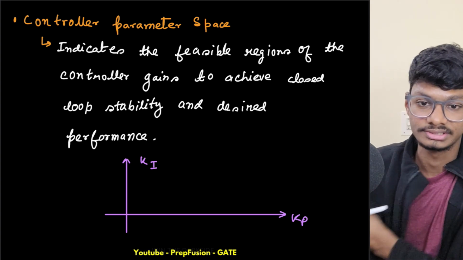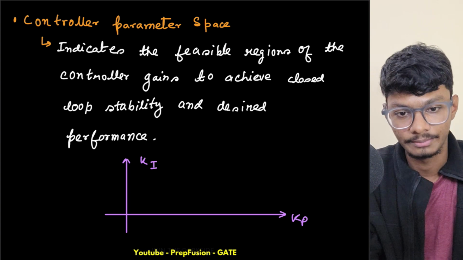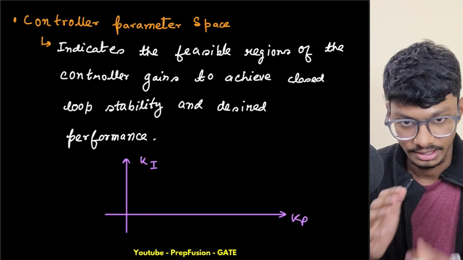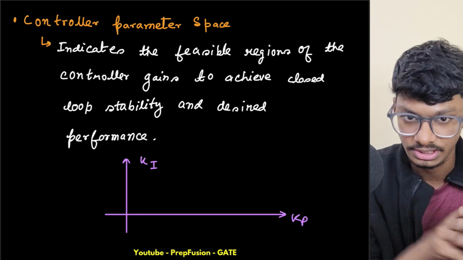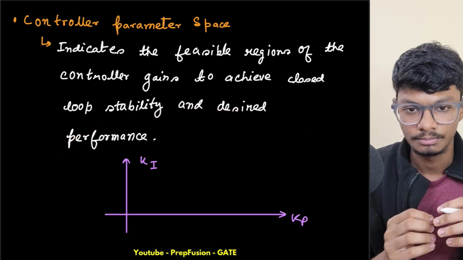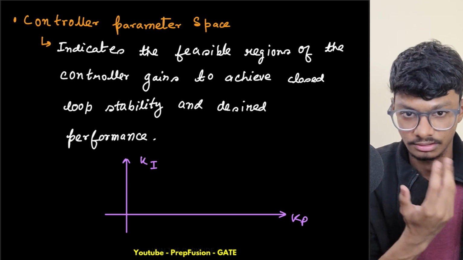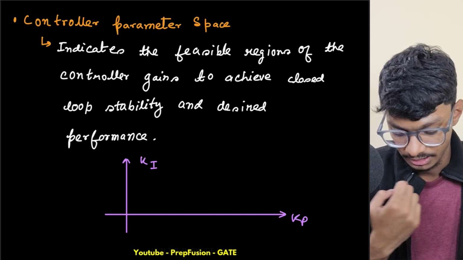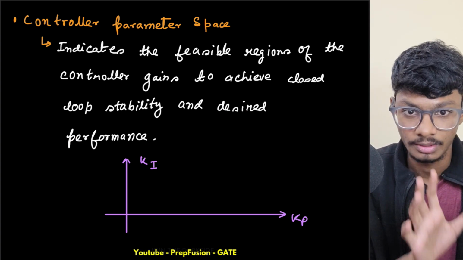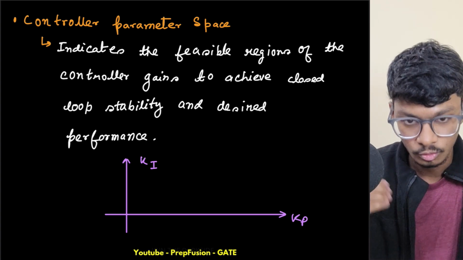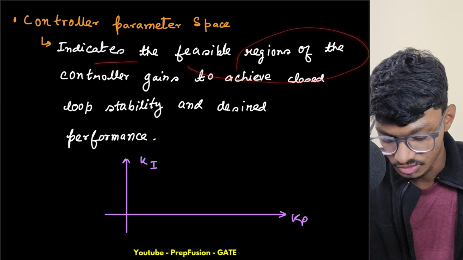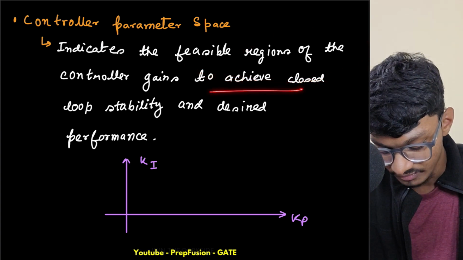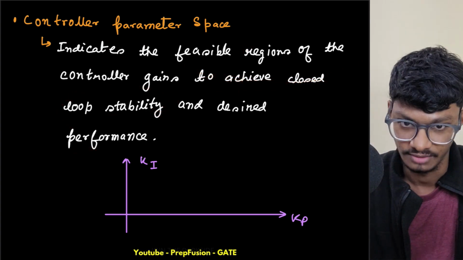Now first let's understand what is a controller parameter space. One thing I want to mention is that until now GATE hasn't asked any question on controller parameter space, but they may ask in future, and we should know what it is. No need to do a PhD on this. Controller parameter space indicates the feasible regions of the controller gains to achieve closed loop stability and desired performance.